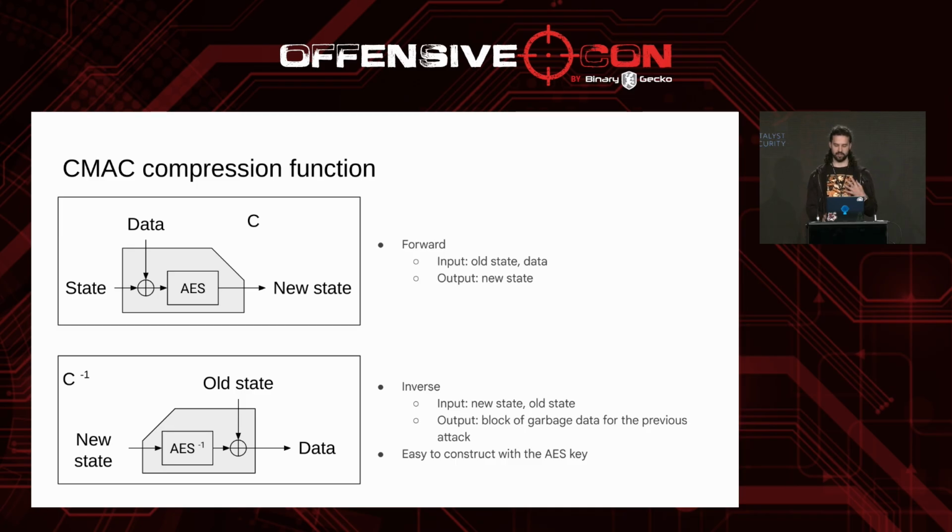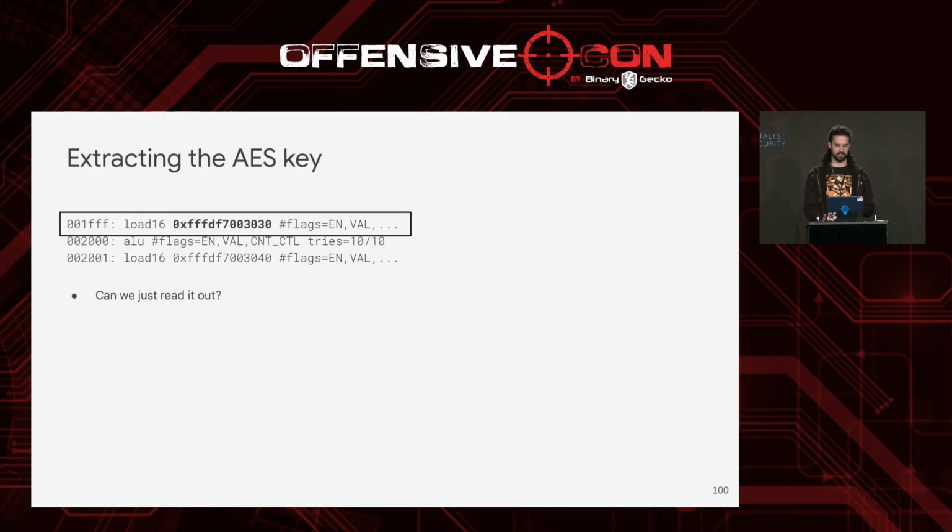So it's pretty easy to make. So let's now try to get this AES key. As we saw before in the AES trace, this key is just somewhere in memory. This is just a regular memory address. And so the first thing we thought about is, well, can we just read it out?